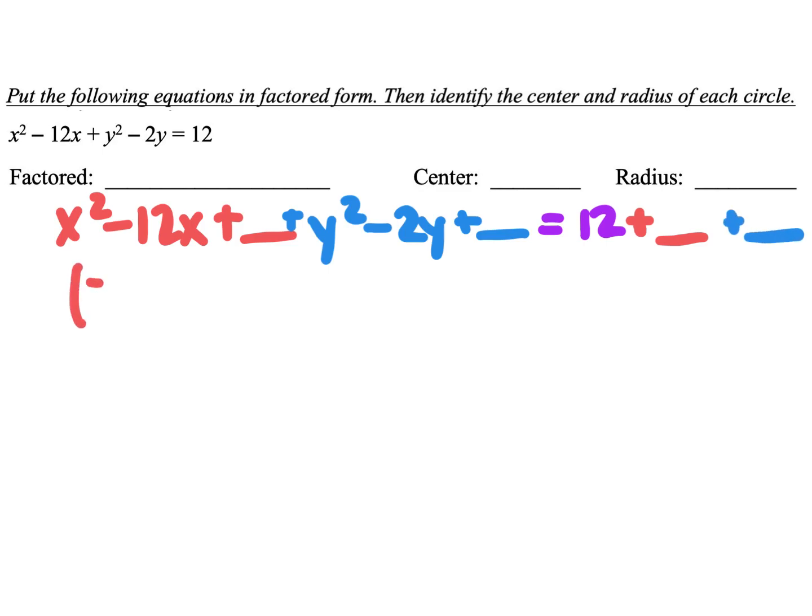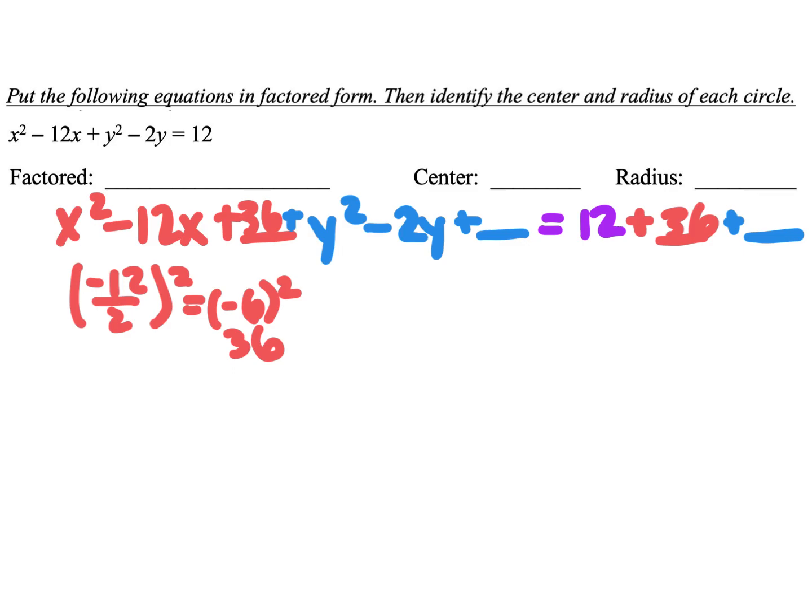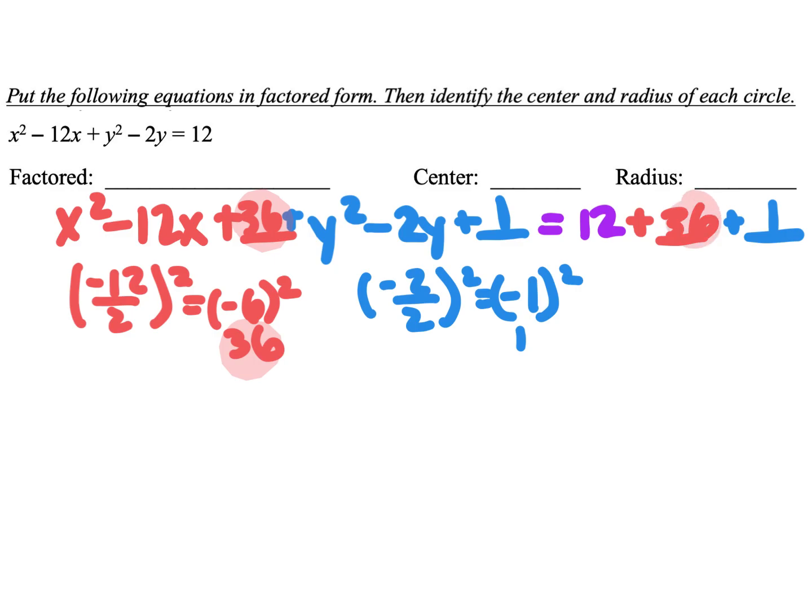So for the x part, it's negative 12 over 2 squared, which gives you negative 6 squared, which is 36. So you can add 36 to both sides. For the y part, it's negative 2 over 2 squared, which is negative 1 squared, which gives you 1. So you can add 1 to both sides. Because again, I'm taking these numbers I'm adding from the half of b squared and adding it to both sides.